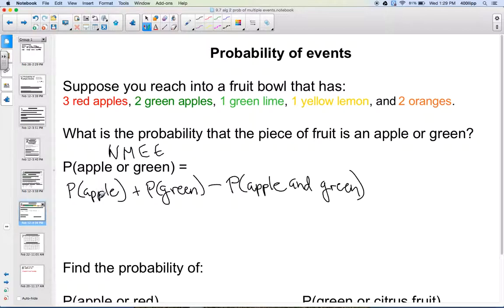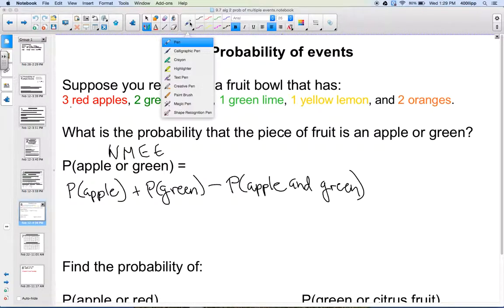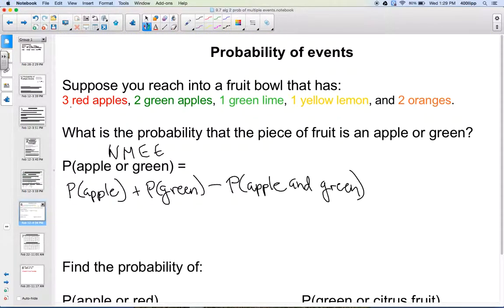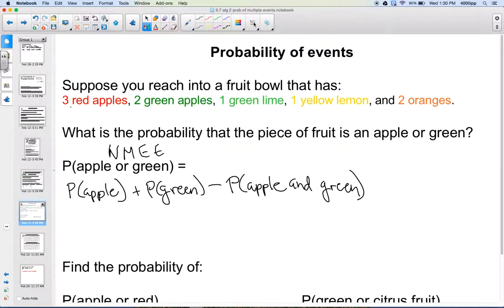Okay, so how many apples do we have? We count all of the apples. We have 3, and then another 2 here. We have 5 out of, there's 3, 5, 6, 7, 9 fruits here. So 5 out of 9.